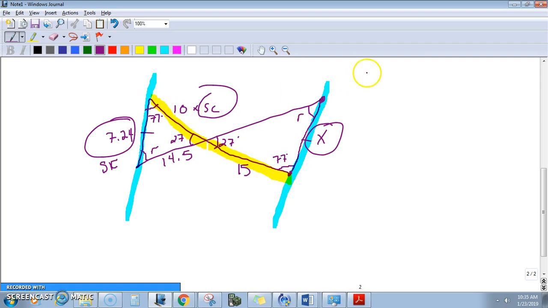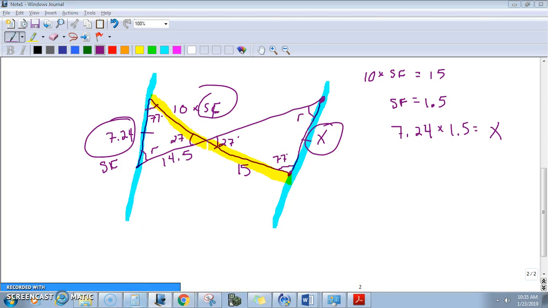So 10 times what number, 10 times my scale factor, we know is going to be 15. Oh, that's funny. I put C. I wonder why I did that. So how do we figure out that number? Well, we just take 15 and we divide it by 10. So my scale factor is 1.5. So now I know if I take 7.24 and I multiply it by 1.5, that is going to give me x. So what is that?